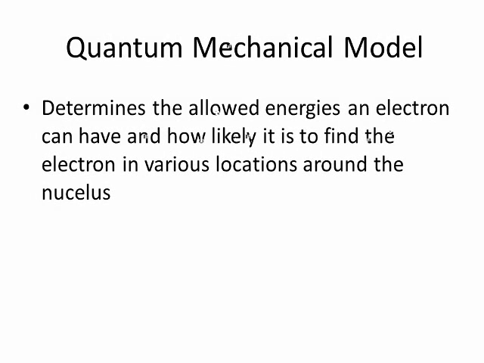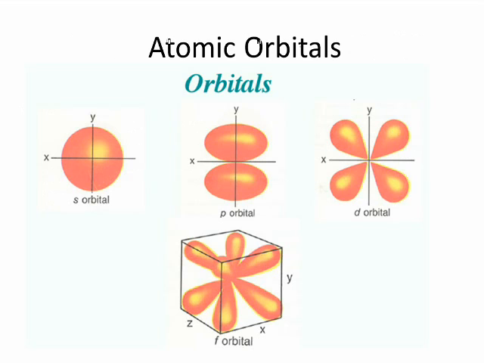Now the quantum mechanical model will determine the allowed energy an electron can have and how likely it is to find the electron in different locations around the nucleus. Now this might seem like, what are you talking about? But I think as we get through it, it's pretty difficult, but if we give you examples, then I believe it'll make a lot more sense. So let's look at atomic orbitals now.